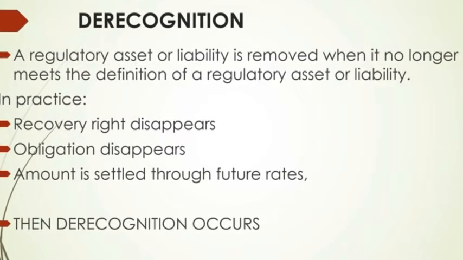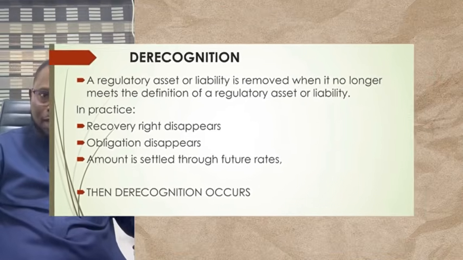Derecognition, removing from the books. A regulatory asset or liability is removed when it no longer meets the definition of a regulatory asset or liability. This is clear to every accountant. So once it does not meet the definition, the recognition criteria for a regulatory asset or liability as explained before, then you have to remove it from the books. It is no longer a regulatory asset, or it's no longer a regulatory liability. You cannot continue to call it that.